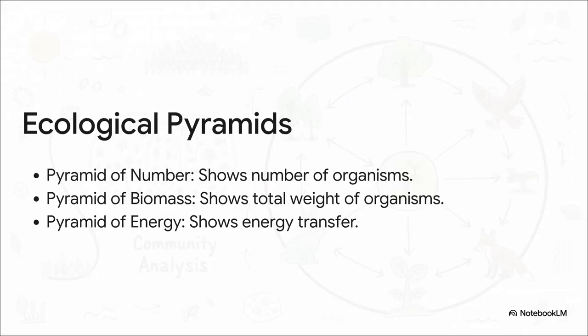Now, as all that energy moves through the web, scientists visualize it using ecological pyramids. There are a few types. You can count the actual number of organisms, that's a pyramid of number. Or you can weigh all that biological matter, that's a pyramid of biomass. But listen up, because here is a massive pro tip for your syllabus. The pyramid of energy, it is absolutely always upright, no exceptions. Why? Because energy naturally decreases at every single feeding level. You never get 100% of the energy from the thing you eat. Most of it is just lost as heat.